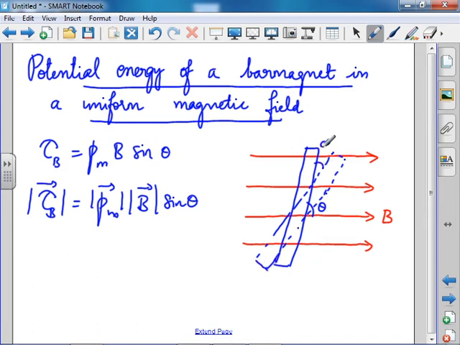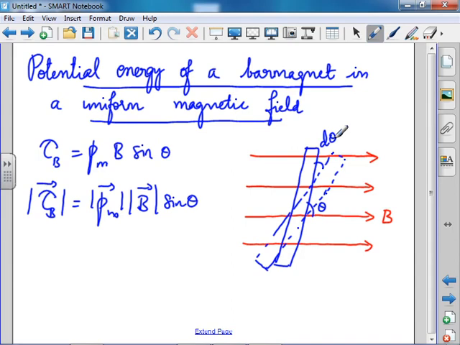So we are going to rotate through an angle d theta. So to rotate the magnet, what we have to do? Some work must be done. And that work done is stored as a potential energy. So we are going to calculate the potential energy.